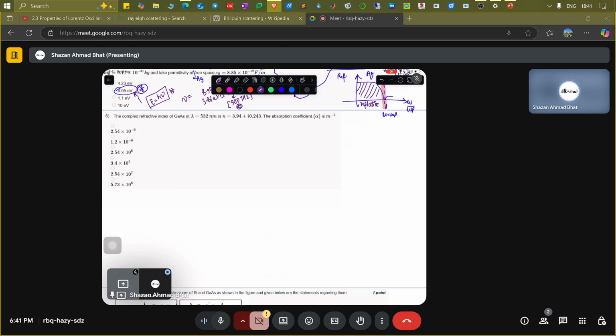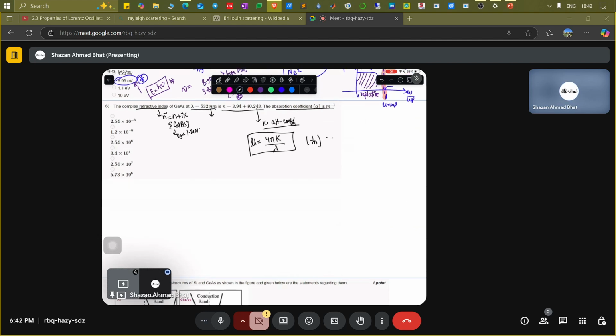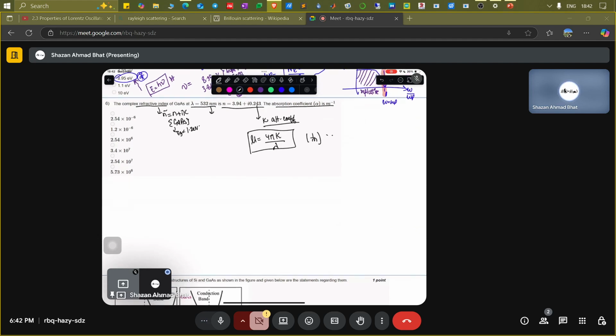So now the complex refractive index of gallium arsenide. You need to compute the complex refractive index of gallium arsenide. And this gallium arsenide has a band gap of around, I guess, 1.2 electron volt. I'm not sure. The wavelength is given. The absorption coefficient has to be computed. So this is basically the kappa, the attenuation coefficient. And you know the absorption coefficient mu is 4 pi kappa divided by lambda. So everything is given. You get the absorption coefficient per meter. You can compute the value.